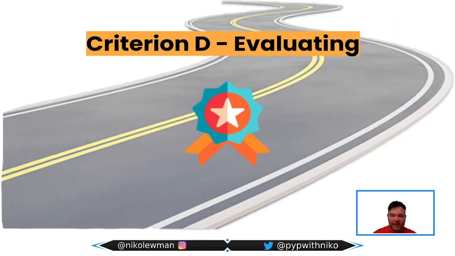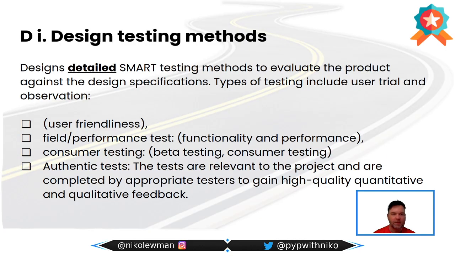Criterion D. Evaluating. D1. Design testing methods. Design detailed, smart testing methods to evaluate the product against the design specifications from B1. Types of testing include user trial and observation. You could be looking at user friendliness. You could look at field or performance test, or consumer testing, or an authentic test. The tests are relevant to the project and are completed by appropriate testers to gain high quality quantitative and qualitative feedback.